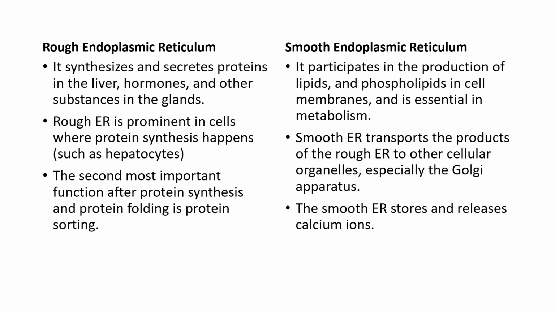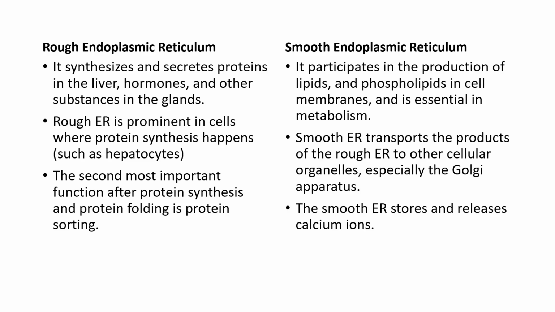Then next, the function of rough and smooth endoplasmic reticulum. The rough endoplasmic reticulum synthesizes and secretes protein and hormones. So rough endoplasmic reticulum, RER, synthesizes and secretes proteins in the liver, whereas hormones are synthesized and secreted by RER in the glands. Then smooth endoplasmic reticulum is important for the production of lipids and phospholipids. Now these phospholipids or lipids are important for cell membrane formation.